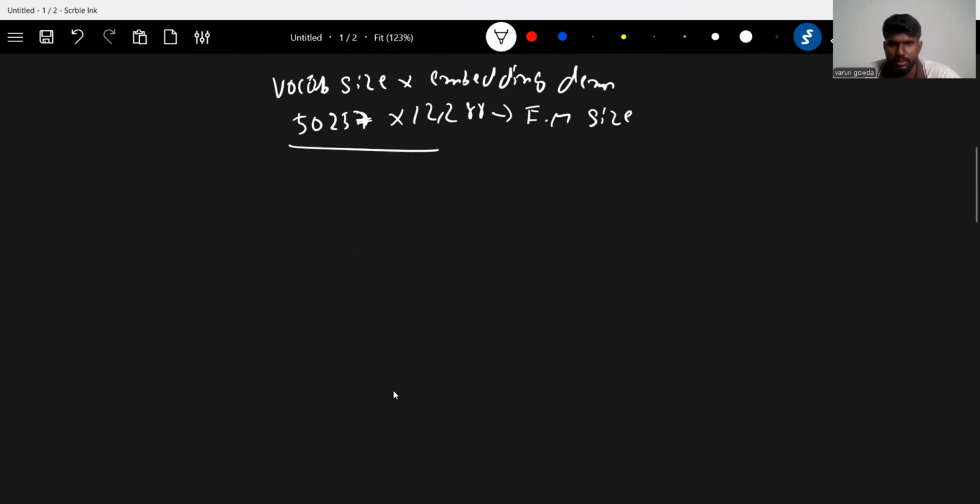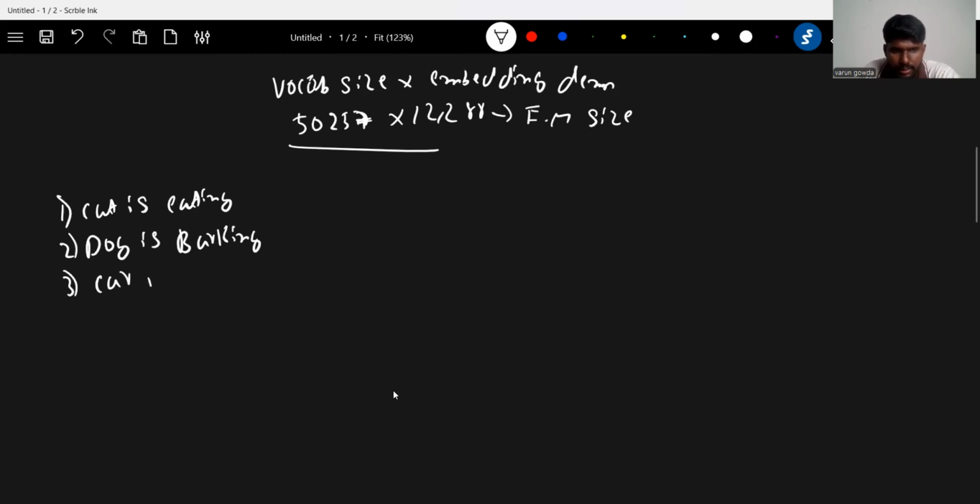Now consider we have a few input sentences. The first sentence is "cat is eating." This is our first sentence, and we have a second sentence, let's say "dog is barking." We have a third sentence, let's say "car is moving." Like that, we'll be having billions of sentences.